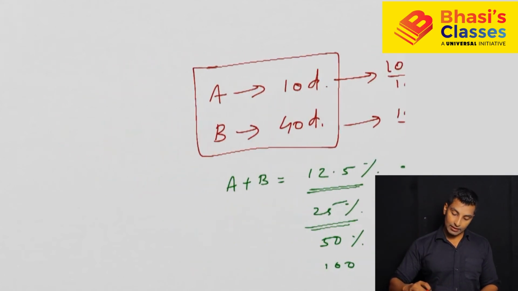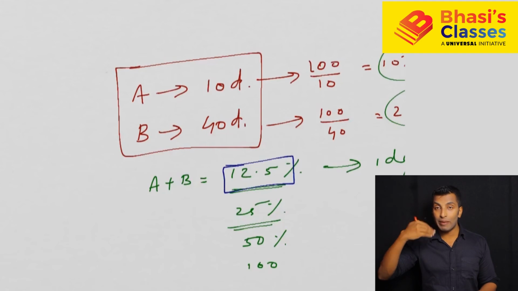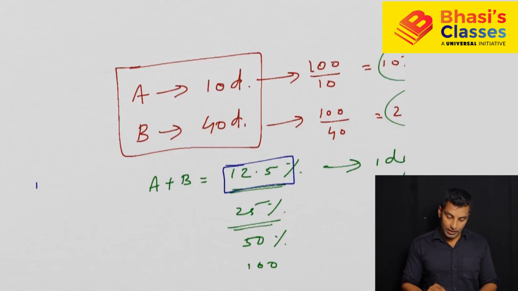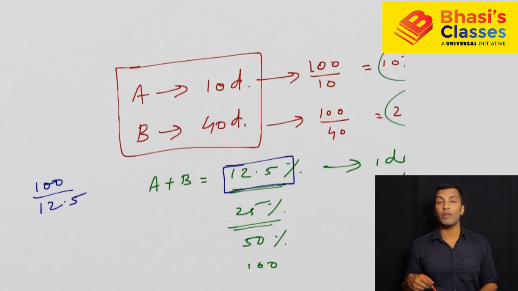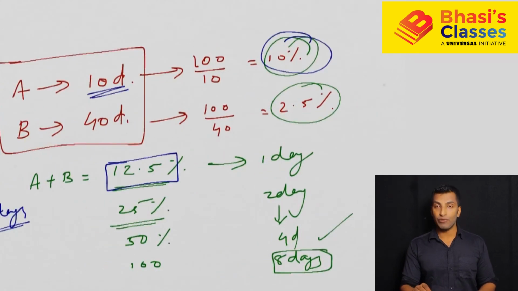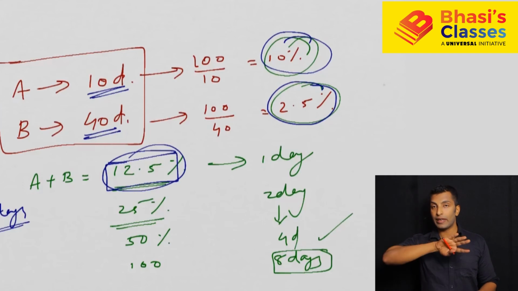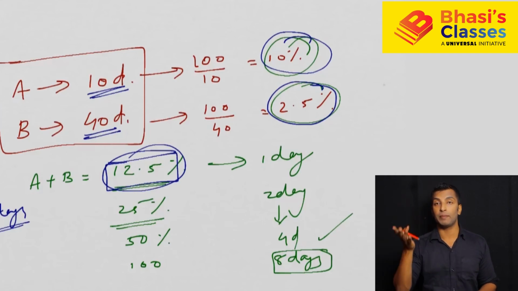So the basic thing is, you understood here, they complete 12.5% in one day. Now to know how many days it will take to complete 100%, 100 by 12.5, or 1000 by 125. So you get 8 days. So what we have done is, A takes 10 days, so 10% in one day, B takes 40 days, so 2.5% in one day. If they are working together, 12.5% in one day. So you can see in how many days they will complete 100%.